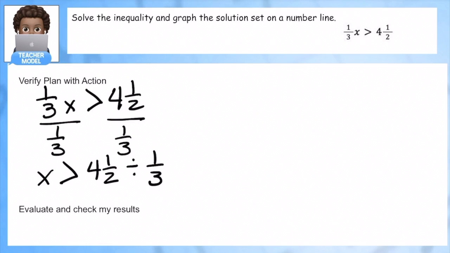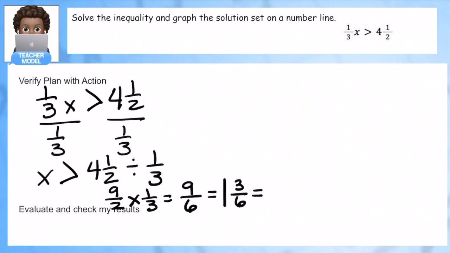Let's change this to an improper fraction. 4 times 2 is 8 plus 1 is 9. So 9/2 times 1/3, which is the same as 9/6. Let's change that back to a mixed number. 9 divided by 6 is 1 and 3/6. Ooh, this one's taking me a while. And simplify this to 1.5. All right, so X is any number that is greater than 1.5.